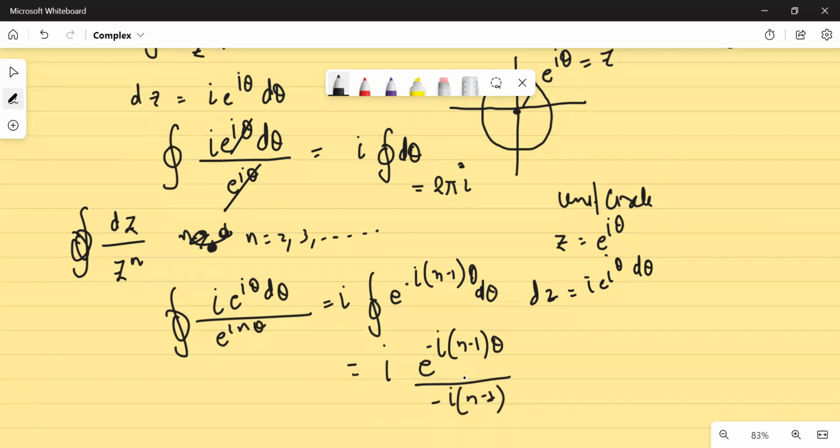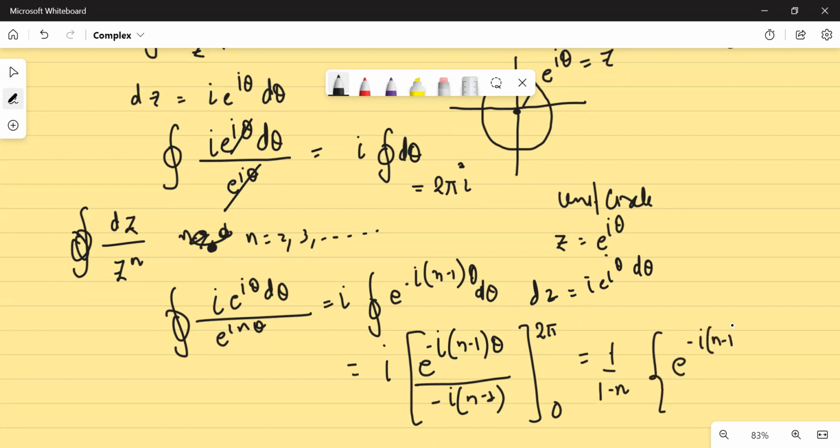Okay, so theta is multiplied with this. In a derivative, we multiply it by chain rule, and in integration, we divide by the coefficient of theta. Okay, from where to where? 0 to 2 pi. This will give me 1 upon 1 minus n, and this will be e^(minus iota (n minus 1) 2 pi) minus e^0. 2 pi multiplied with any of these integers will give the answer as 1. e^(iota 2n pi) is 1. e^0 is also 1. The answer will be 0. Yes or no?